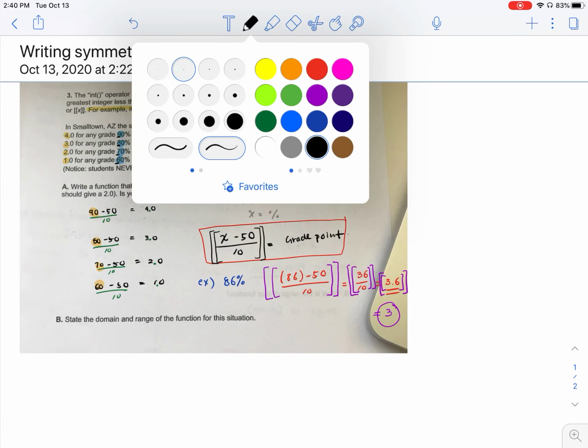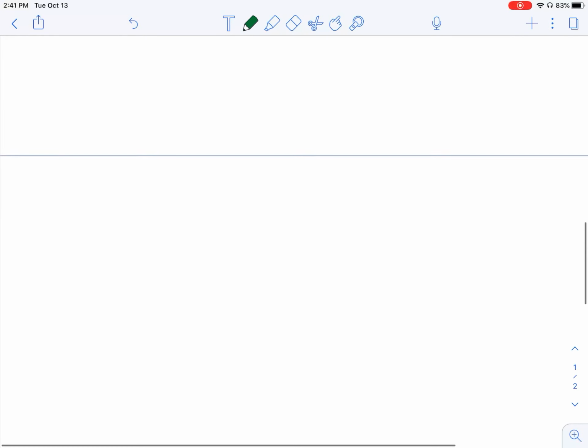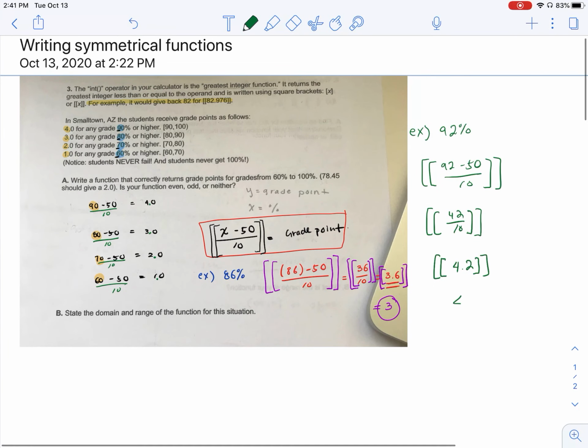And we could use a different example. I know I did 86, so let's do a different one. Example 92%. So if I put in my greatest integer bars, because I know I'm going to use it, 92 minus 50 divided by 10, then I get 42 divided by 10, 4.2. And because I have the greatest integer bars, round down, 4. And if you get a 92% in a class, you would get 4 points for that class.